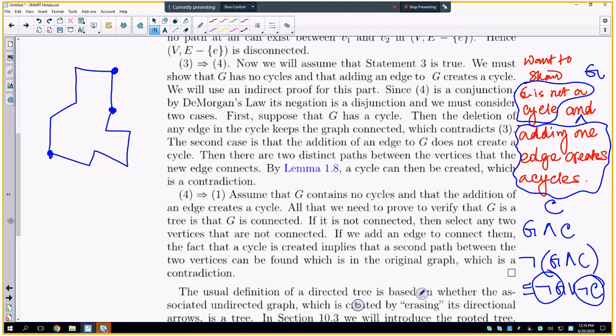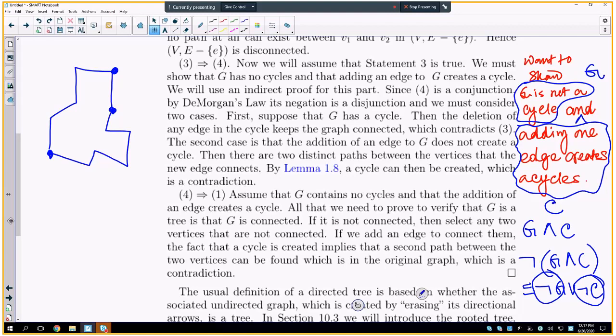So if I assume that there are 2 distinct paths between 2 vertices that the new edge connects, by lemma 1.8 that we have talked about, a cycle can then be created, which is a contradiction because we just assumed, and I have shown you in the picture, that if you have 2 distinct paths between 2 distinct vertices and add the edge, it must create a cycle, which is exactly what we are not assuming in this part. In this part, we assume that adding an edge is not going to create a cycle, but I have shown you that no, adding an edge is going to create a cycle. Hence, it contradicts our initial assumption.